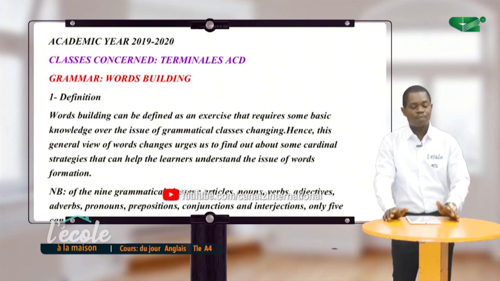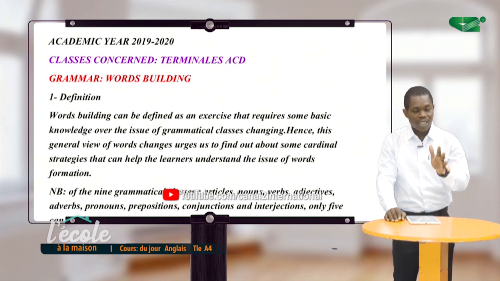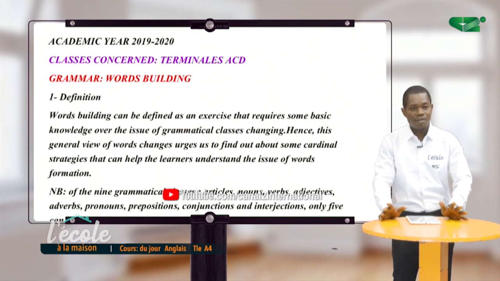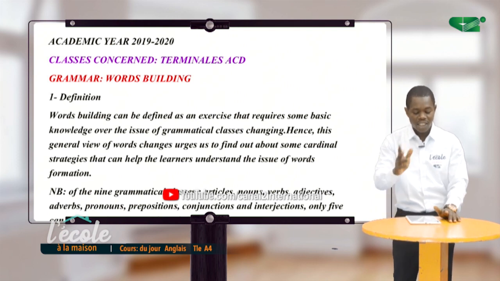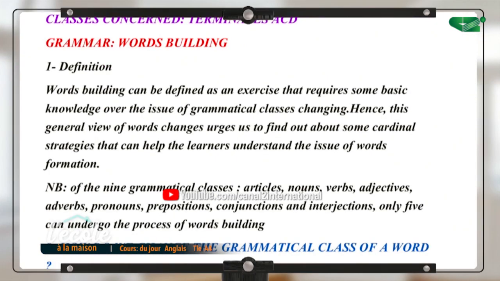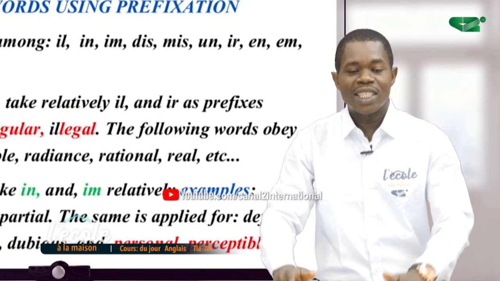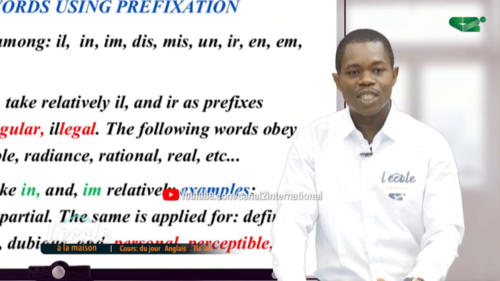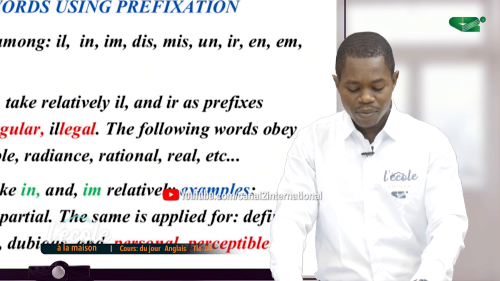I would like to first of all explain the last part of this first paragraph, which says of the 9 grammatical classes, only 5 can undergo the process of word building, because we had 9 classes, so we removed 4. I will name the 5 classes that can change. We have nouns. A noun can change its form. For example, you can take mango, which is singular. You can put it plural, mangoes. So a noun undergoes the process of word changing.